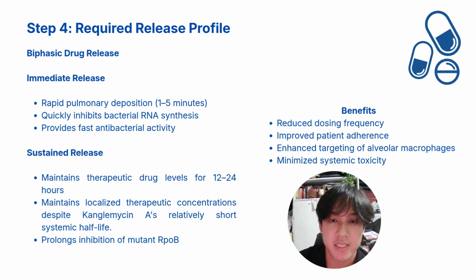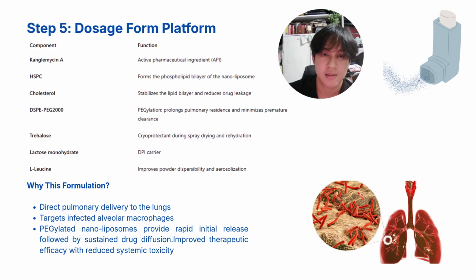Based on these properties, we designed a biphasic release profile. The first phase provides rapid drug release immediately after inhalation, allowing the drug to begin inhibiting bacterial RNA synthesis as early as possible. The second phase then releases the remaining drug gradually over the next 12 to 24 hours, helping maintain therapeutic drug levels in the lungs. We selected this release profile because it combines the advantage of a fast initial effect with prolonged drug availability. As a result, it may reduce dosing frequency, improve patient compliance, and minimize systemic toxicity.